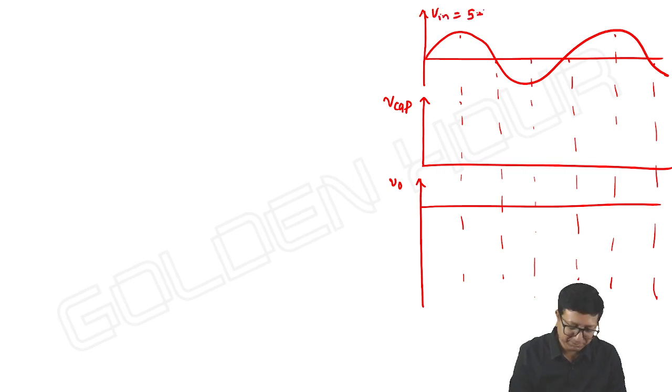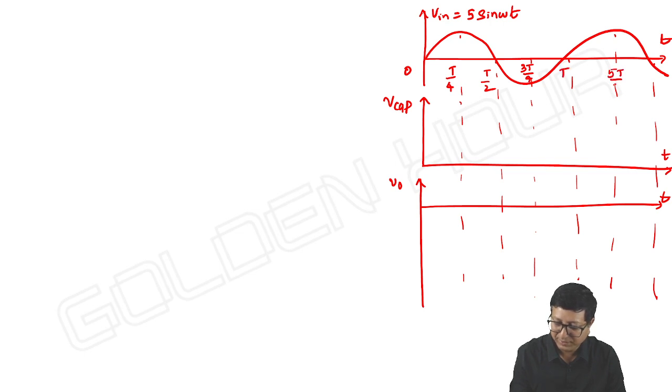Just for our example, for better understanding, I'm taking V input is equal to 5 sine omega t. With some numericals, it is very easy to understand. Nothing else. Here, 0, T by 4, T by 2, 3T by 4, T, 5T by 4, 3T by 2. Like this.